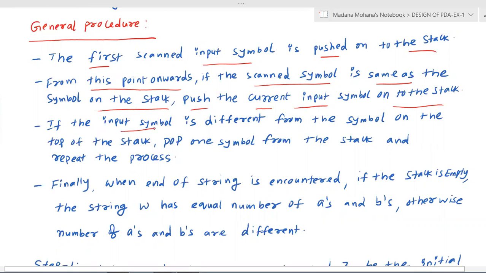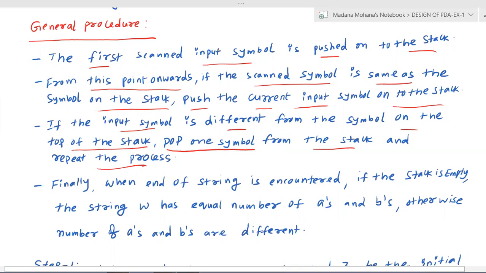If the input symbol is different from the symbol on the top of the stack, that means if input is A, let's assume, and the top symbol is B, or the reverse, if input is B and the top symbol is A, so opposite symbols are there, then we have to pop one symbol from the stack and repeat the process. So this is very important.